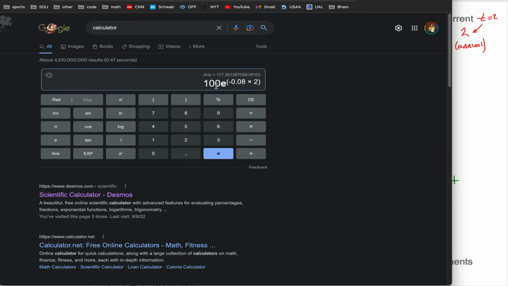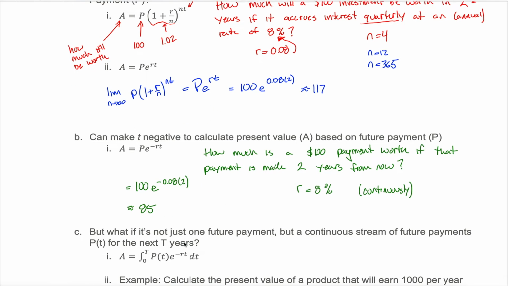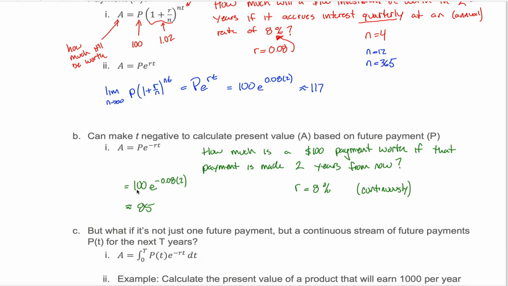However, if I do that exact same calculation, but make the value of t negative, then what I end up with is only $85.21, give or take. So this answer down here is less than 100. That makes sense. $100 in the future is only worth $85 right now, because if I had this $85 right now, I could invest it, and with this interest rate in 2 years, it would be worth $100. Similarly, if I had $100, 2 years after that, it would be worth $117.